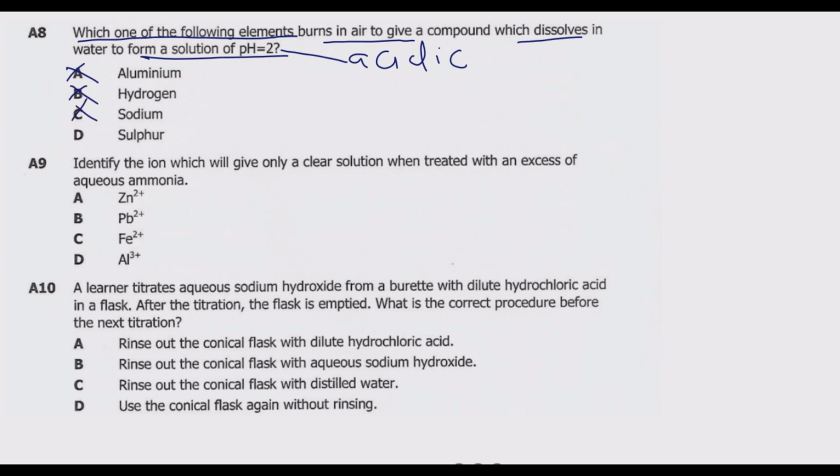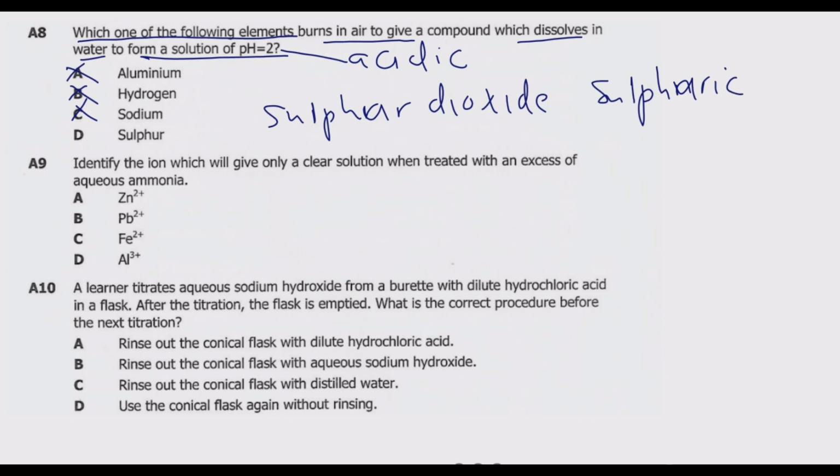Then D, sulfur, when burnt in air will give us sulfur dioxide when reacted with oxygen. And this sulfur dioxide, when reacted with water by dissolving it in water, will give us sulfuric acid. Sulfuric acid is basically acidic. So D is the best answer.